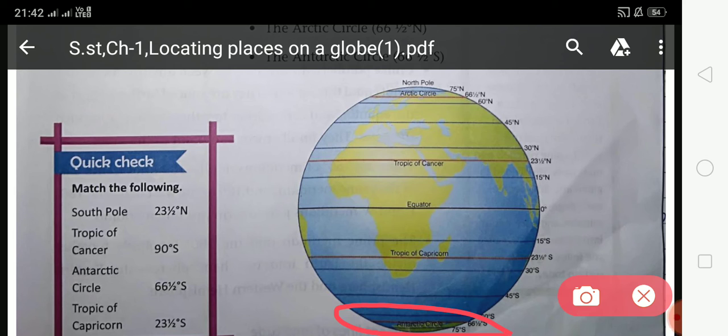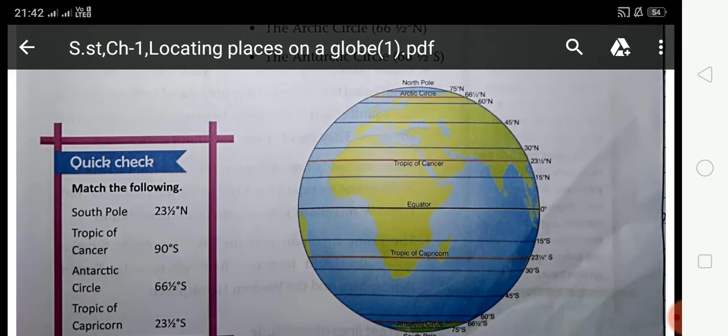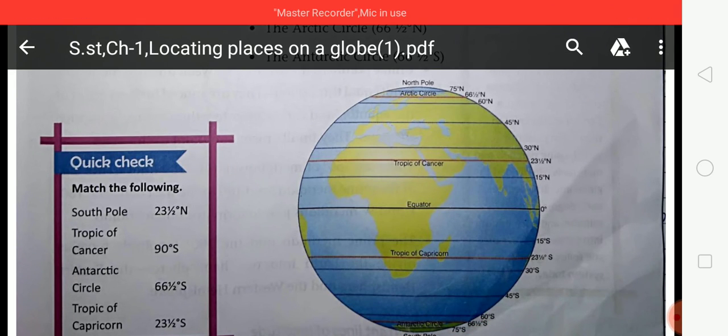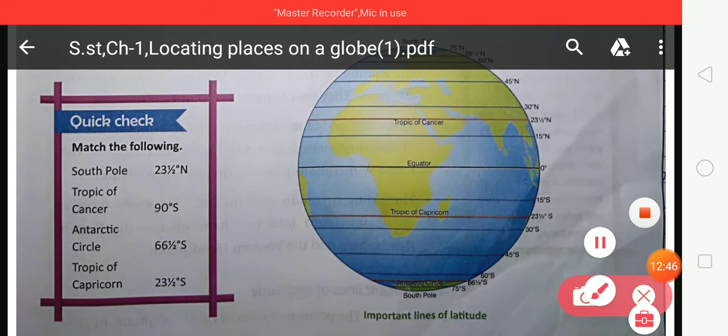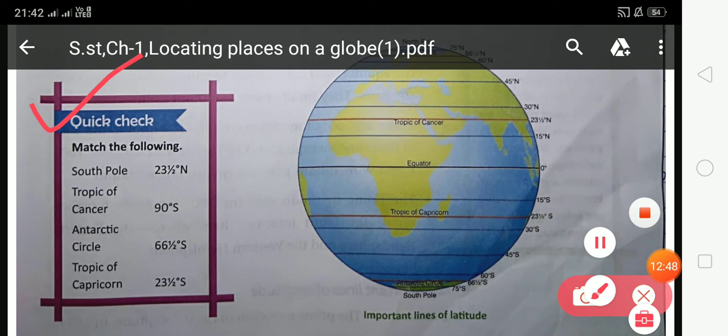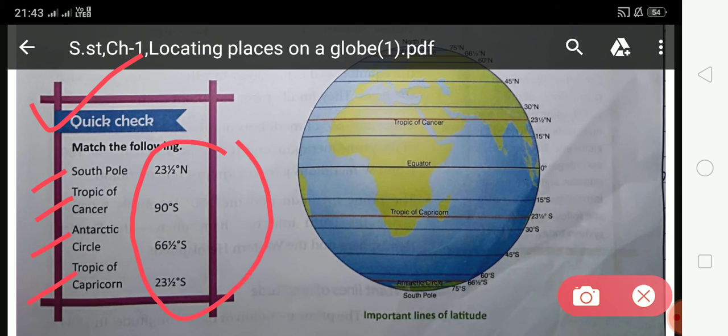So students, I hope you all understand about the lines of latitude. Now a quick check of your understanding. Look at this. Match the following. Here, look at the other side: South Pole, Tropic of Cancer, Antarctic Circle, Tropic of Capricorn. On the other side there are degrees written. So you have to match one side with the other side.